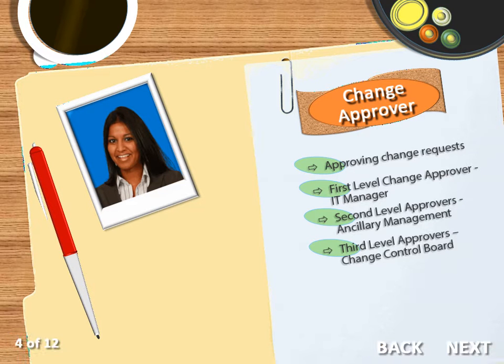Change approvers are responsible for approving change requests. Typically, the first-level change approver will be the IT manager for the functional area impacted. Ancillary management will be the second-level approver for changes to their systems, and the change control board will be approvers for all production system changes.